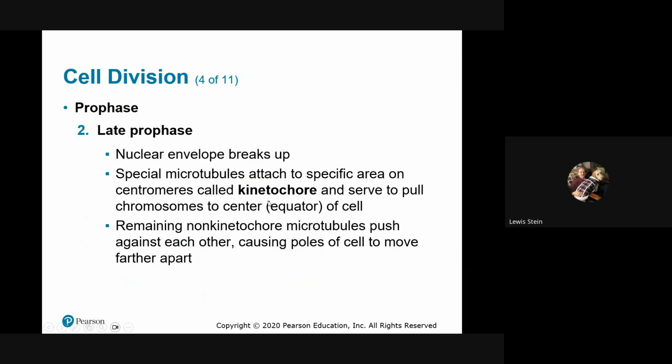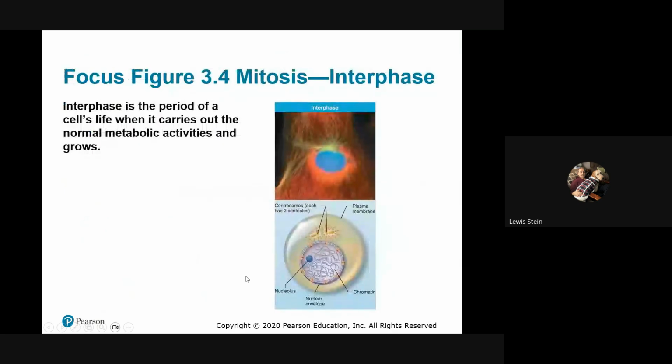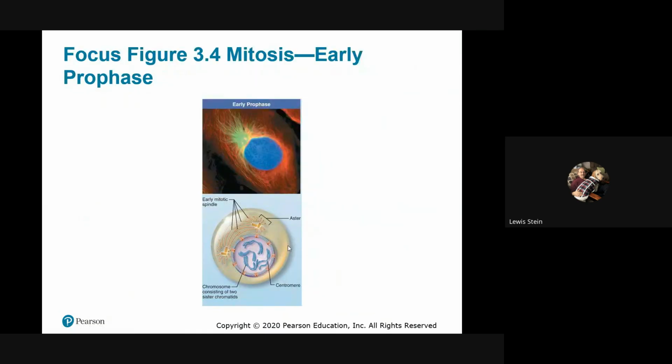Microtubules start to attach to those centromeres. The nucleolus is gone. To me, this is a bad illustration because you can see they try to represent threads, but they're usually not that visible. This is better. These are the sister chromatids. It's already paired up and replicated. The centromeres are in the middle.